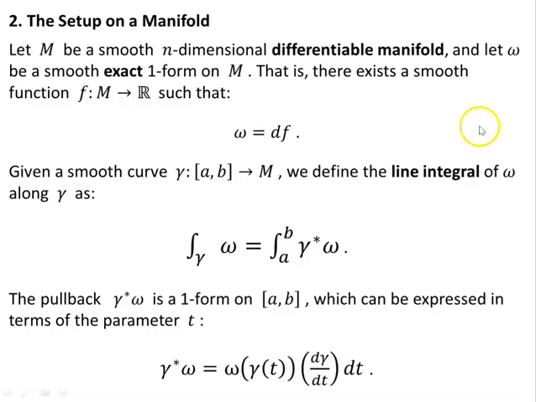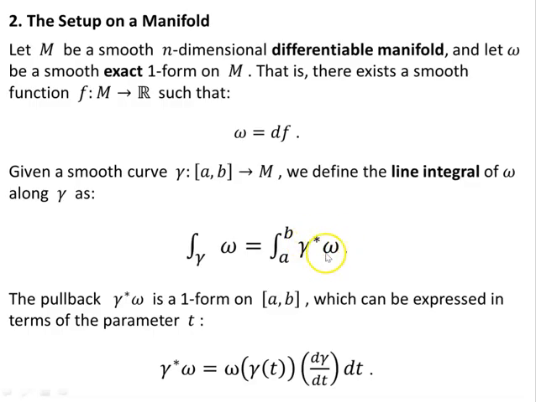All right, so let's go now to the curve manifold case. Let M be a smooth n-dimensional differentiable manifold, and let omega be a smooth exact one form on M. That is, there exists a smooth function f that maps M to R such that omega is df. Given a smooth curve gamma that maps the interval AB to M, we define the line integral of omega along gamma as the integral from A to B of the pullback of omega under gamma. And gamma is our smooth curve.